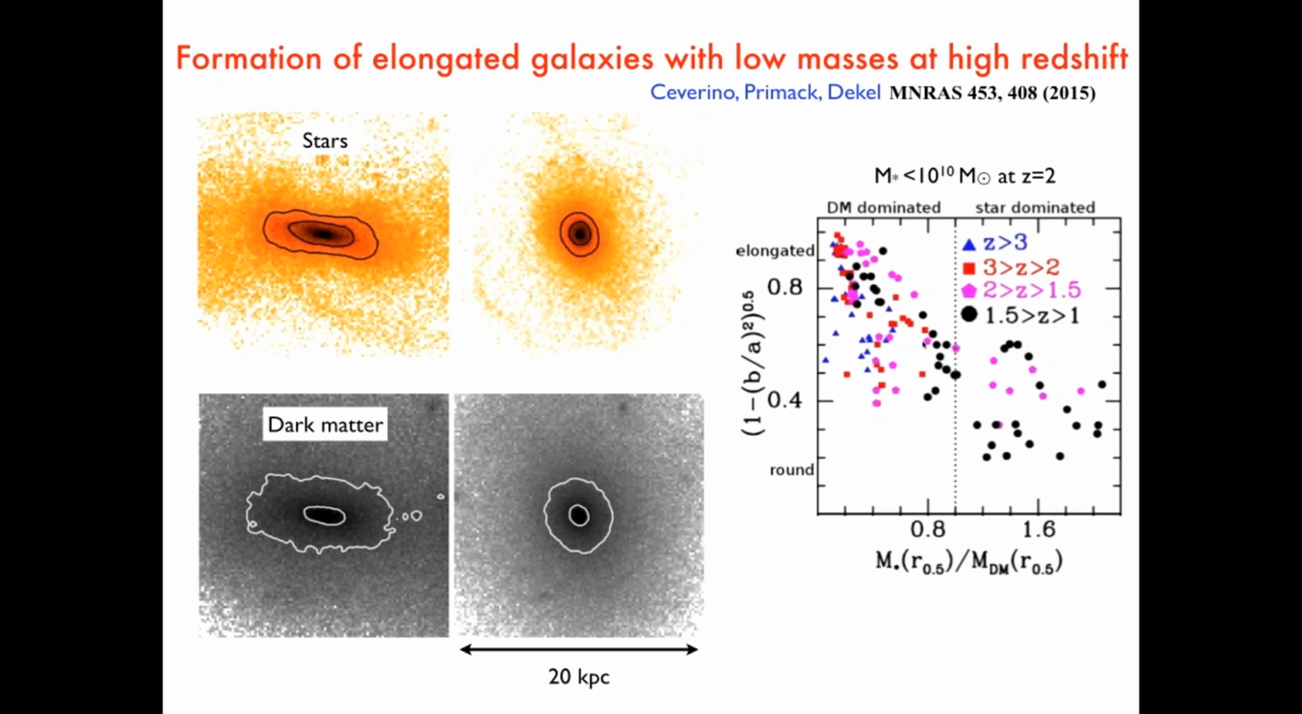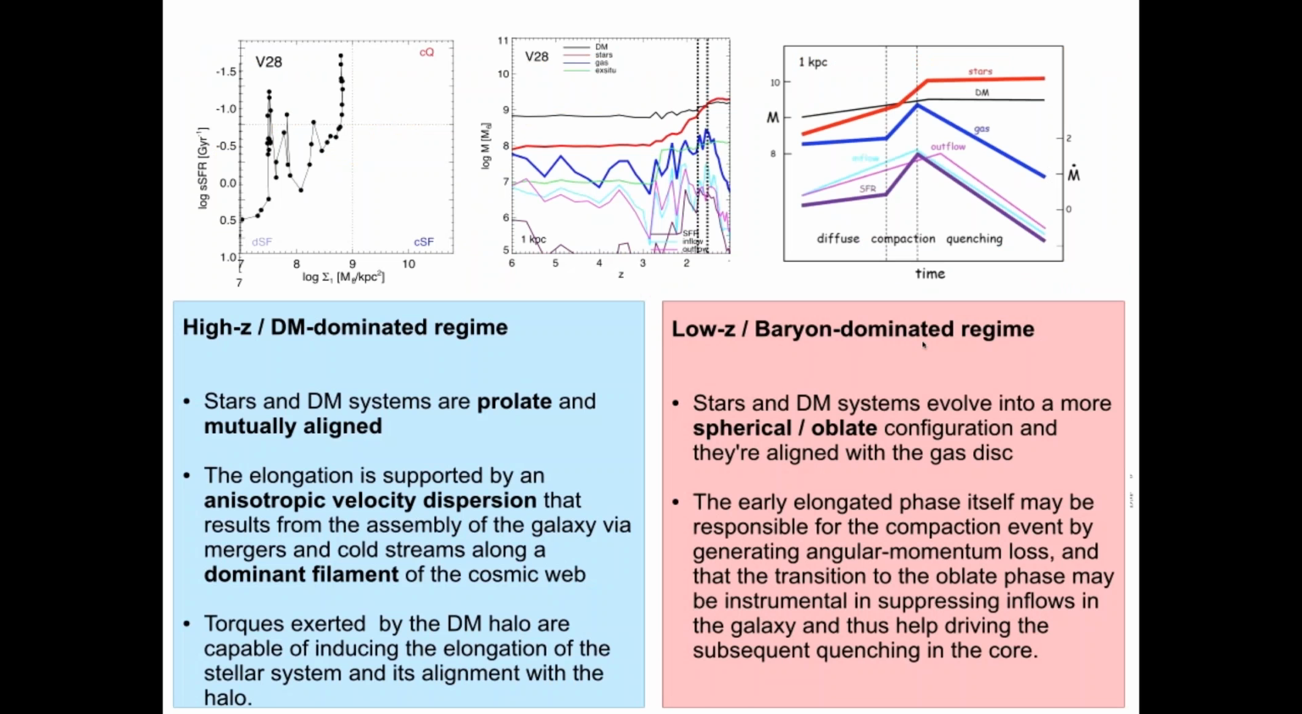And this is described in some detail in a paper by Matteo Tomassetti, which was just accepted for publication. Tomassetti is a postdoc working with Avishai Dekel. So this is a summary from the Tomassetti paper. And it also makes the connection with the compaction phenomenon. It's in the compaction phenomenon that the stars become gravitationally dominant. That is, they become the majority of the mass in the inner part of the galaxy.